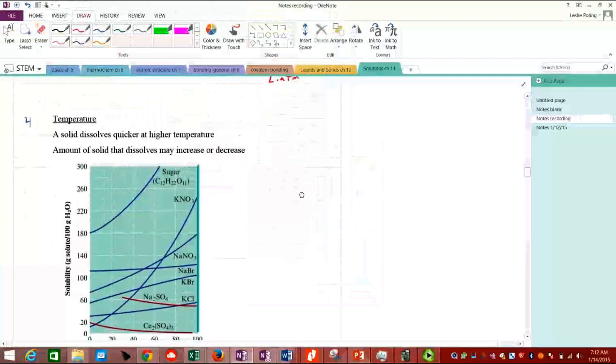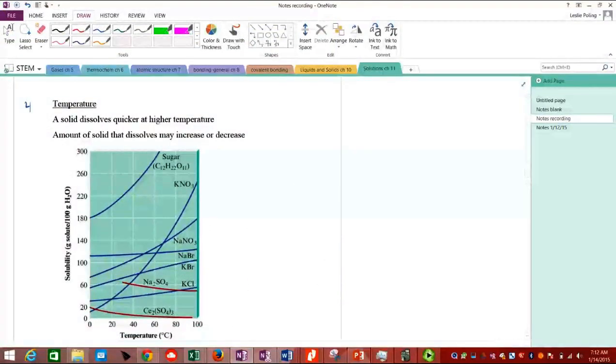Session 4. Temperature. How does temperature affect solubility? Well, this one you have some everyday experience with. A solid dissolves quicker at a higher temperature.